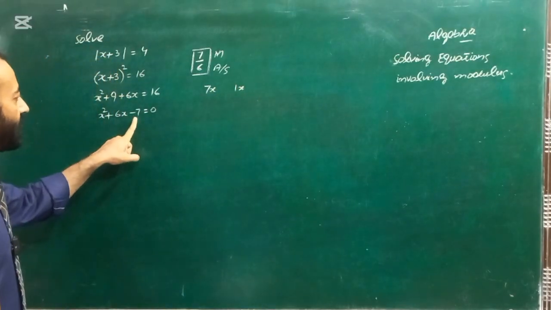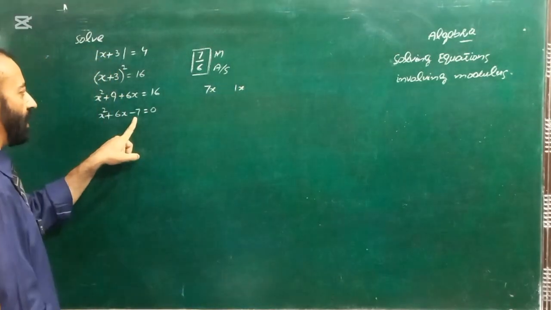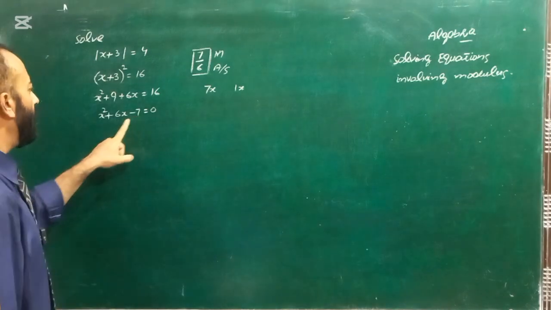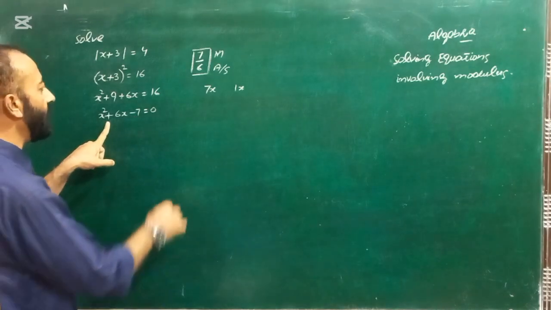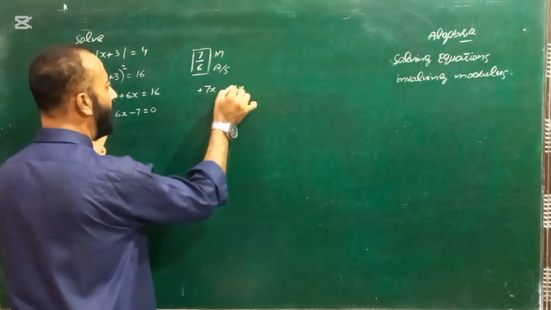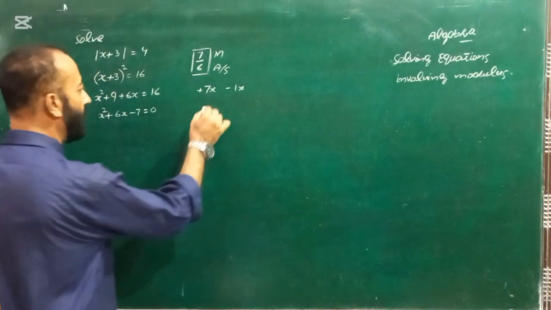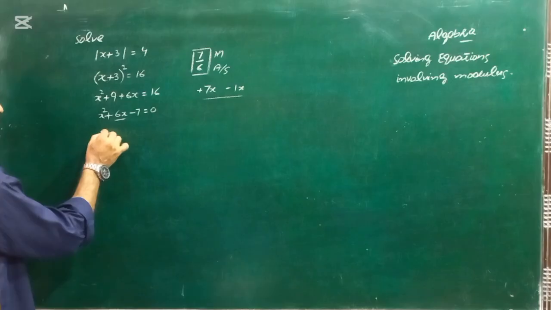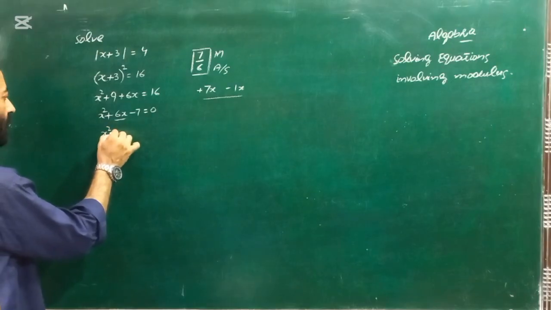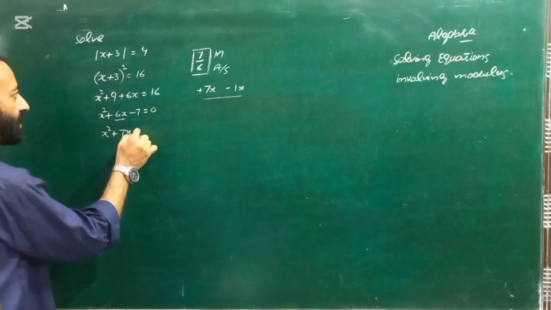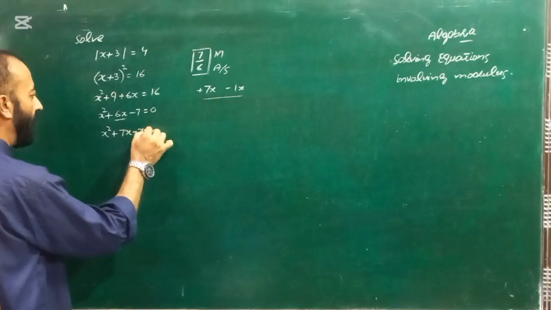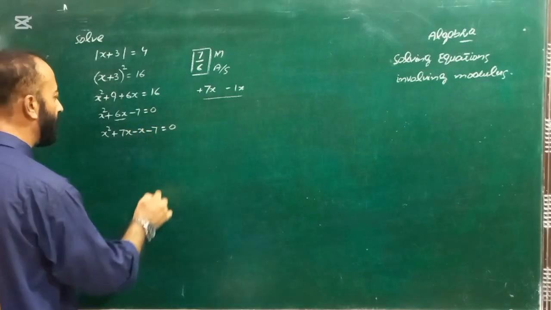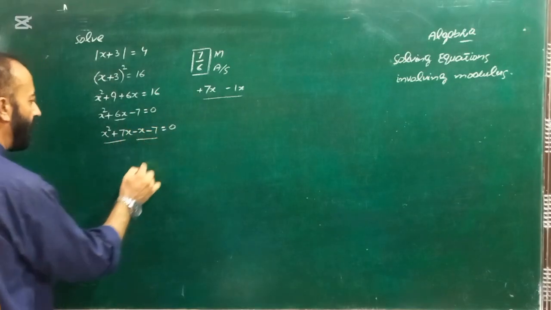This sign is telling us that both values will have opposite signs, and this sign is telling us that the greater will have a positive and the lesser will have a negative sign. So write this pair in place of the central value now. So the equation will become x squared plus 7x minus x minus 7 equals 0. At this step, you will make pairs and take common factors.